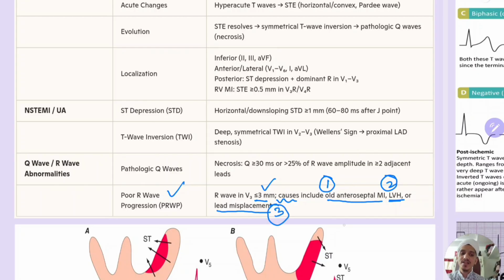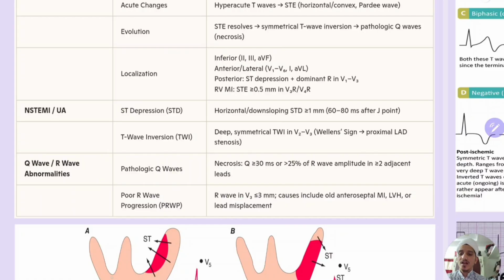If there is lead misplacement, as you know, aVR is always negative, like this. This will become positive when there is lead misplacement, so you can confirm by this aVR. So poor R wave progression means R wave amplitude in lead V3 is less than or equal to 3 mm. What does that signify? Old anteroseptal MI, left ventricular hypertrophy, or lead misplacement. So that was the theory which we should remember.